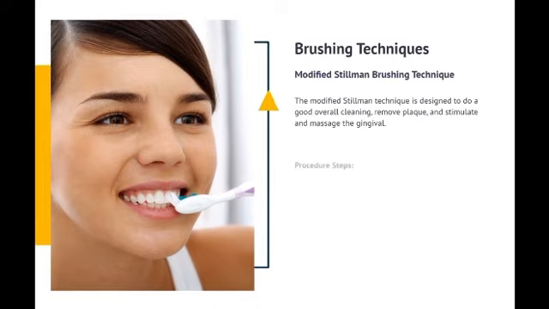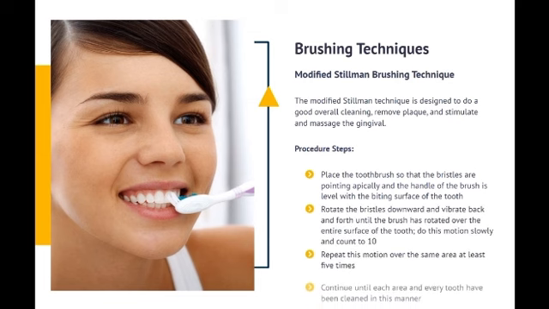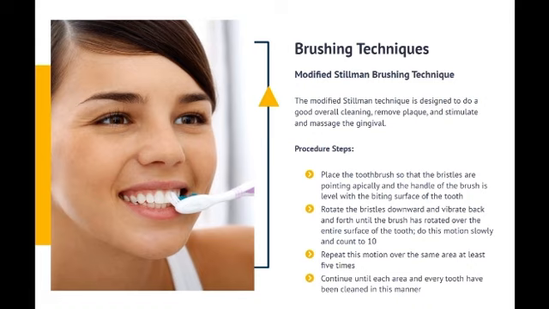Modified Stillman brushing technique. The modified Stillman technique is designed to do a good overall cleaning, remove plaque, and stimulate and massage the gingiva. Procedure steps. Place the toothbrush so that the bristles are pointing apically and the handle of the brush is level with the biting surface of the tooth.